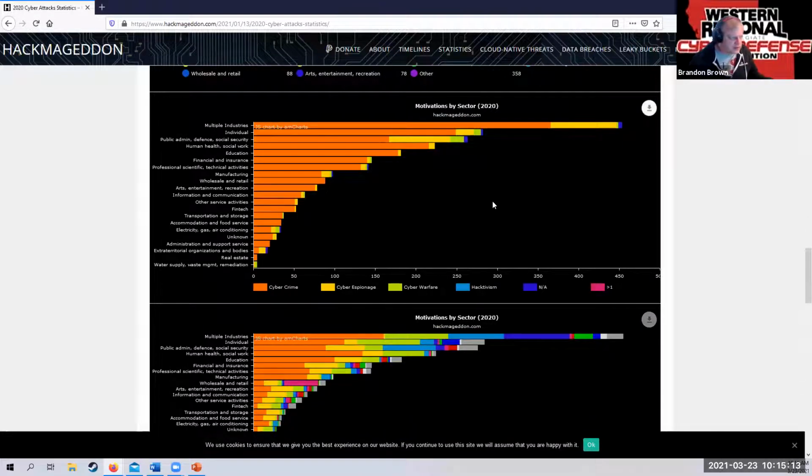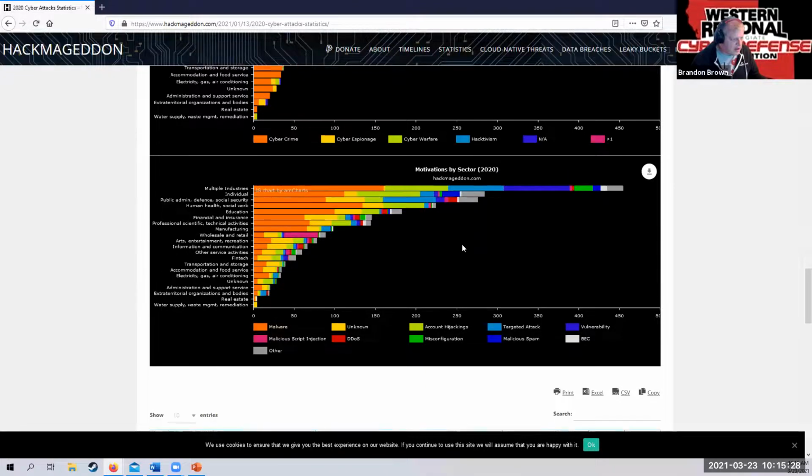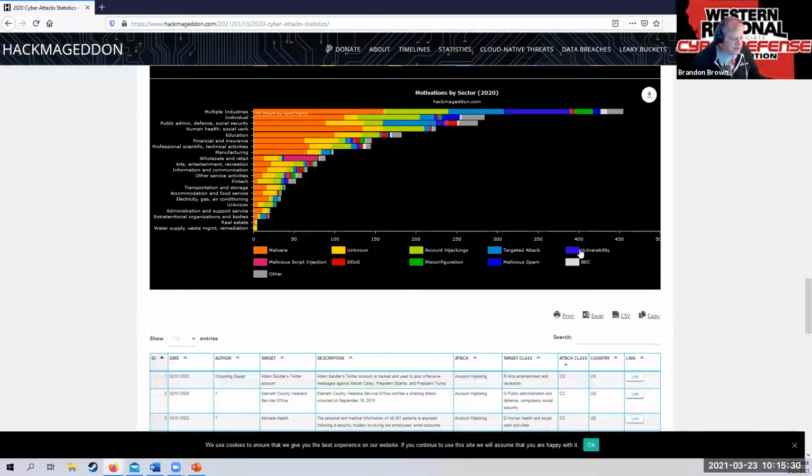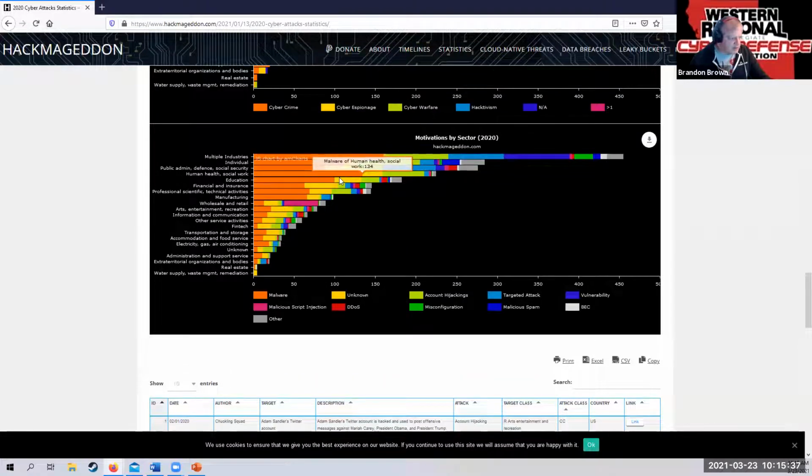Motivations by sector. All right. Individual attacks, public admin, defense, multiple industries. These are by attack. And motivations, whether it was a vulnerability, spam, DDoS, malware, etc. And malware, again, huge factor. Vulnerabilities is the second highest one in most of these.